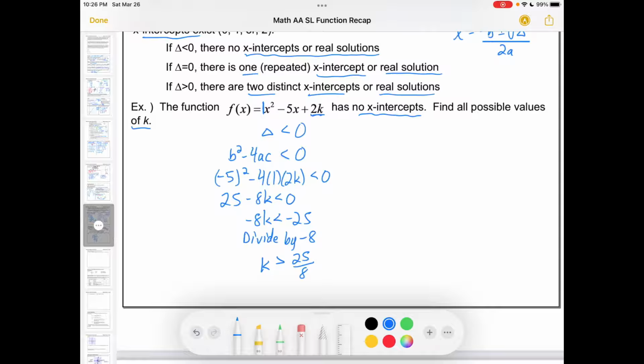If you really want to play it safe, I guess you can do something like this. Move the 8k to the other side, and then do this, 25 over 8. But in terms of syntax, we really prefer to put the variable first.